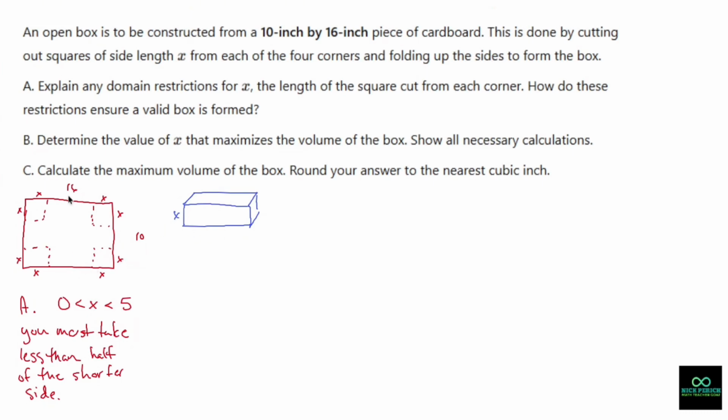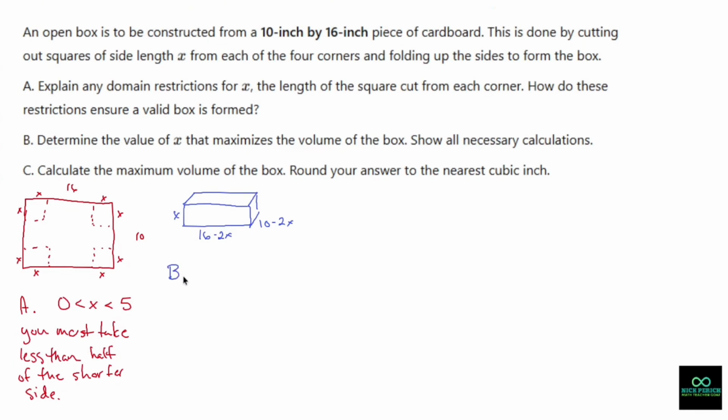The length of the box is found by taking away 2 of these x's, so 16 minus 2x. And the depth, or the width of that box, is going to be doing the same thing: 10 minus 2x. We just don't know what x is. Determine the value of x that maximizes the volume of the box. Show all necessary calculations. By the way, this process is called optimization.